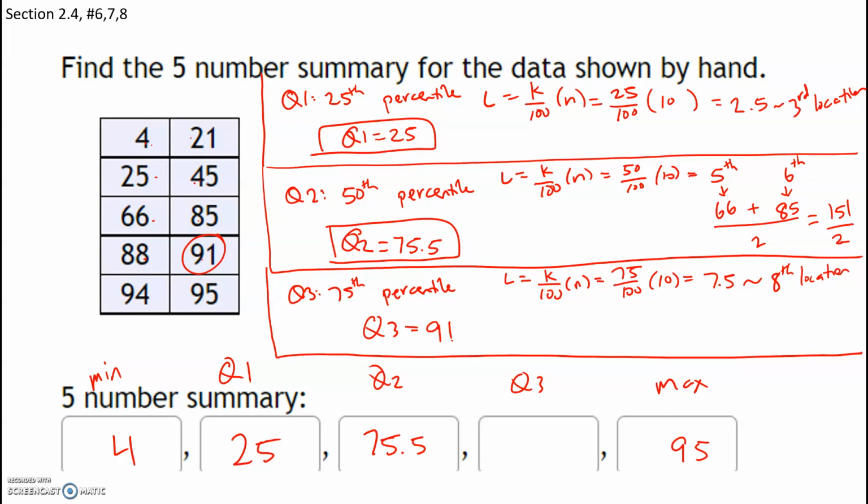Notice that you only take the average when the initial locator index from the formula is a whole number. But if the initial locator index from the formula is a decimal, you only round up once, and that's it. You only take that location. So our Q3 is going to be 91. And that's it.